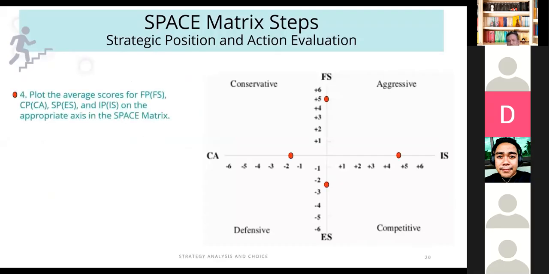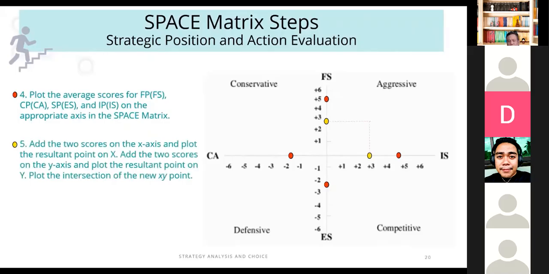Number 4 is to plot the average score for FP, CP, SP, and IP on the appropriate axis in the SPACE matrix. So from the table shown earlier, the results of the scores are plotted here on the axes. In number 5, add the 2 scores on the x-axis and plot the resultant point in x, and add the 2 scores on the y-axis and plot the resultant point in y. As shown on the graph, the yellow dots are the scores added for both x and y.